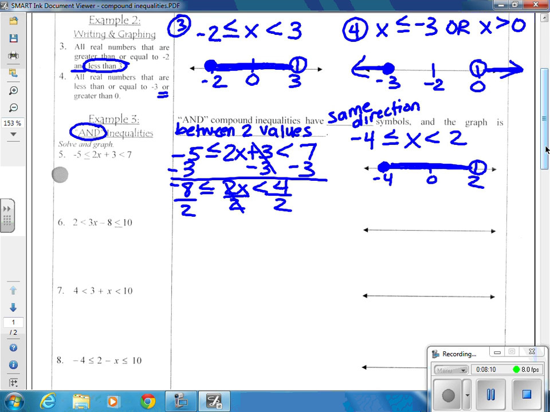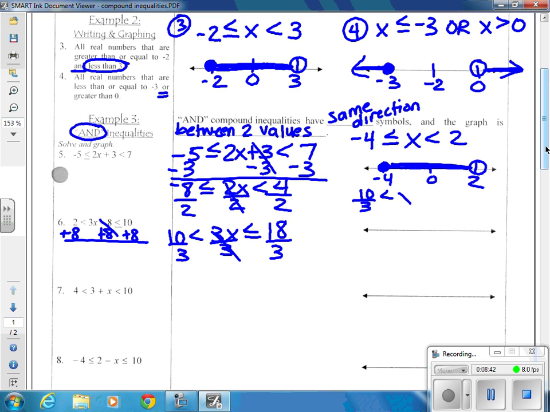Okay, for number 6, same deal. You want to get the x by itself, so we are going to add 8 to the middle, the left, and the right. Okay, so now I've got 10 less than 3x, which is less than or equal to 18. I want to get x by itself. I want to divide everybody by 3, middle, left, and right. 3 does not go into 10, so remember that the rule is if it doesn't divide perfectly, you leave it a fraction.